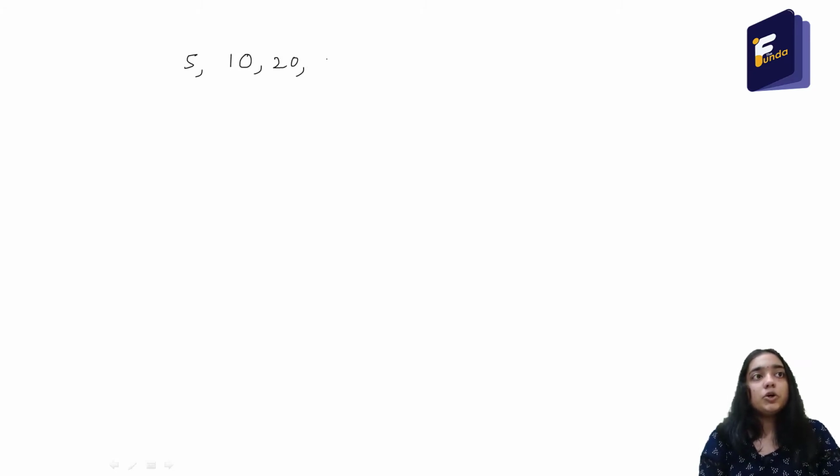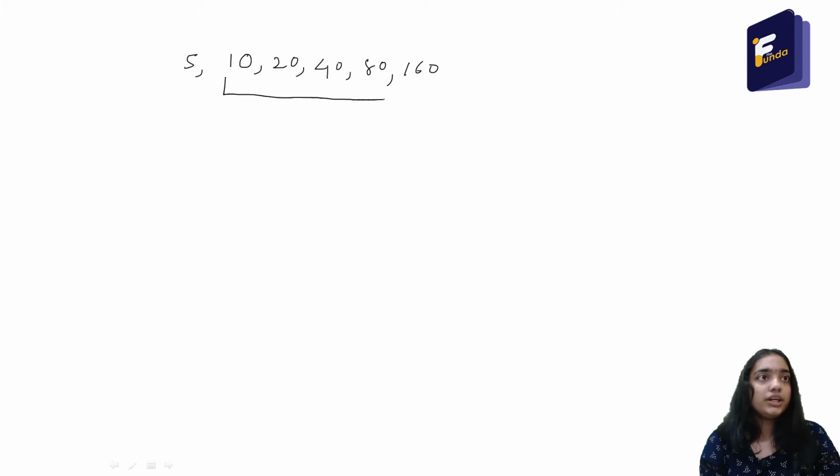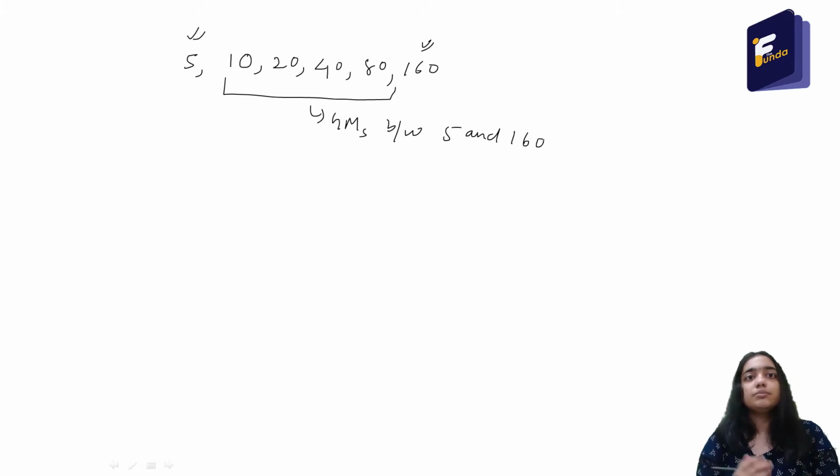Fourth term will be 20 into 2, that is 40. Fifth term will be 40 into 2, that is 80. And the last term that we already know is 160, and if we get 80 into 2, that is 160. So these numbers 10, 20, 40, 80 are the 4 geometric means between 5 and 160. So it was a simple question.